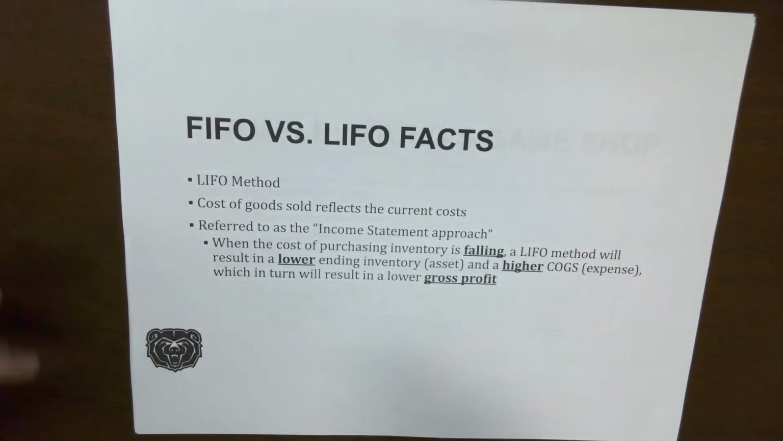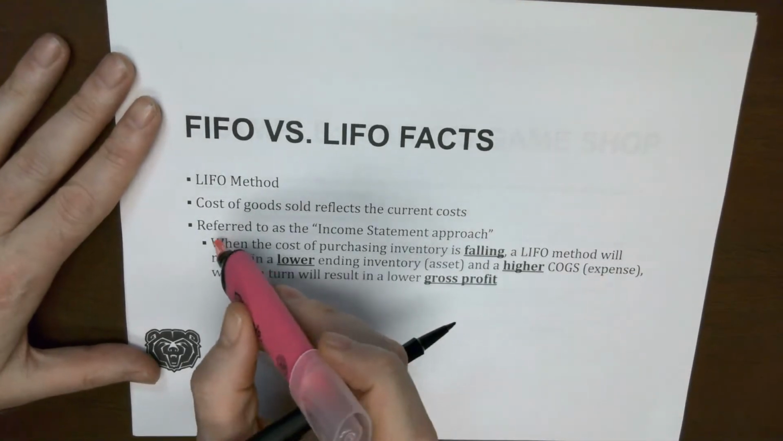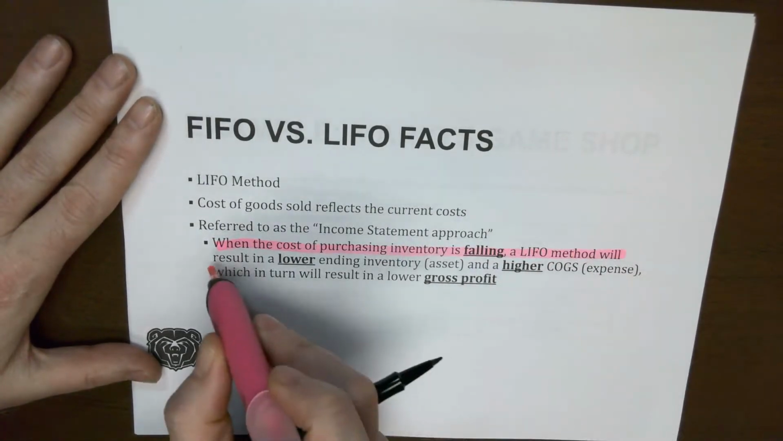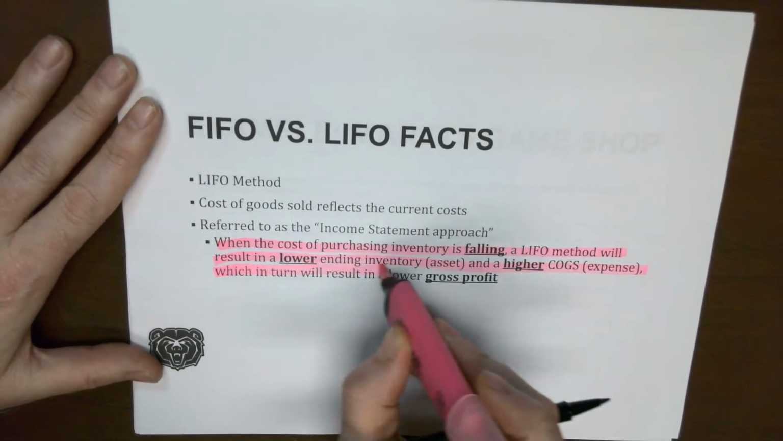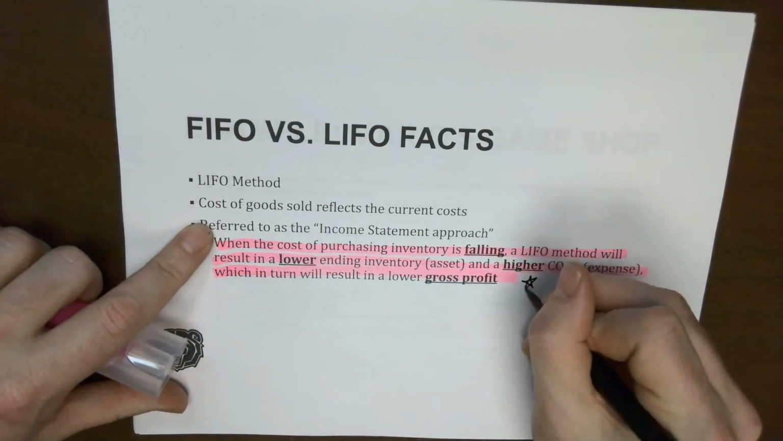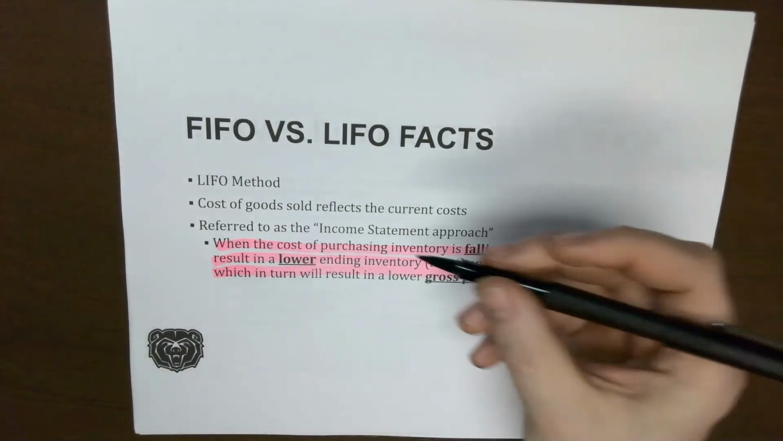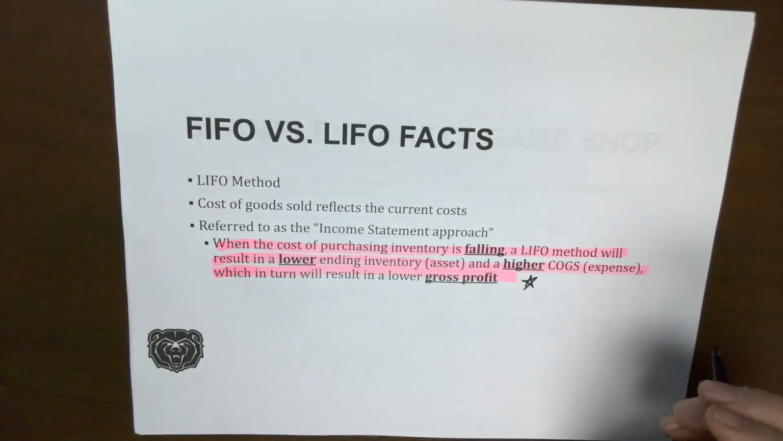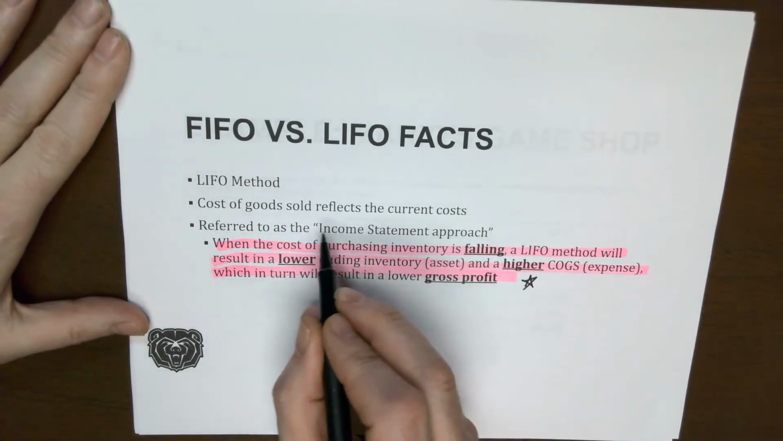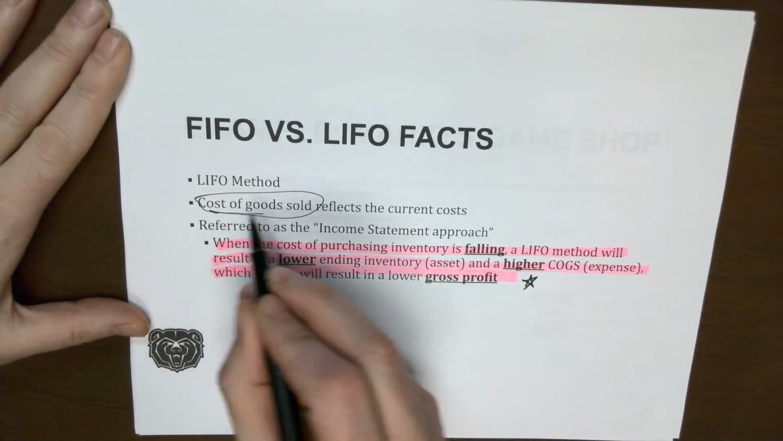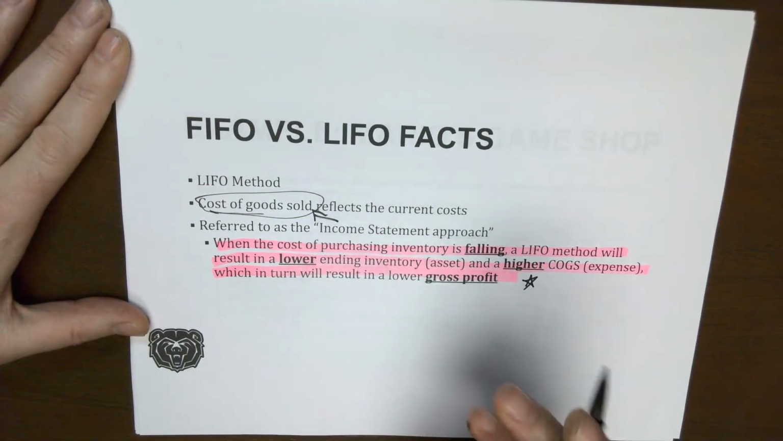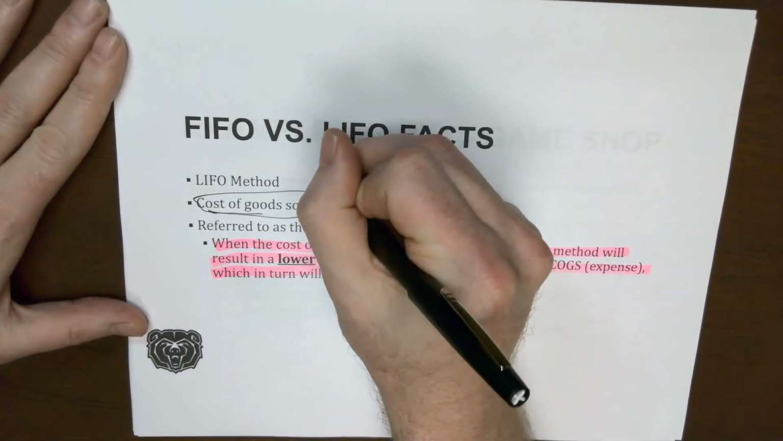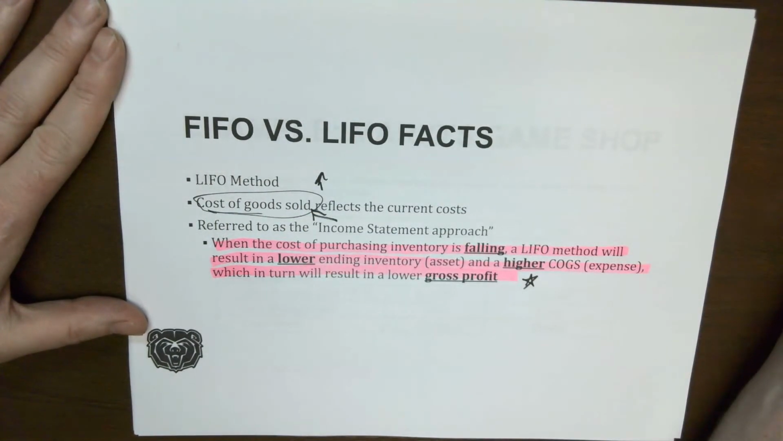And then it's the exact opposite for LIFO. Everything we just said about FIFO is the opposite for LIFO. Again, they love to test on this kind of stuff. So your cost of goods sold is going to reflect your current costs, and your ending inventory is not. So this is the income statement approach because it's a reflection on our cost of goods sold. The focus is on our cost. The increase is in our cost, with LIFO.